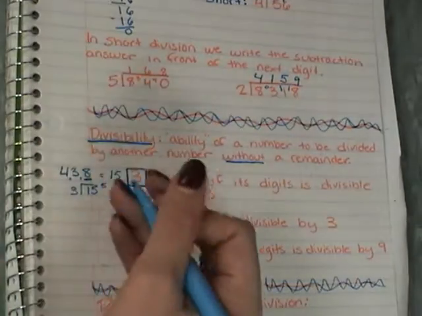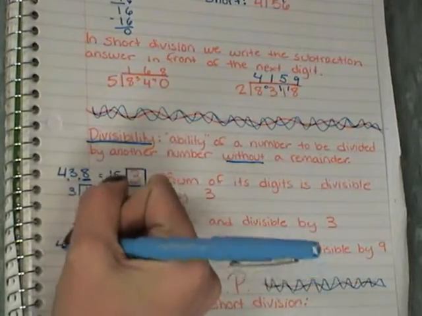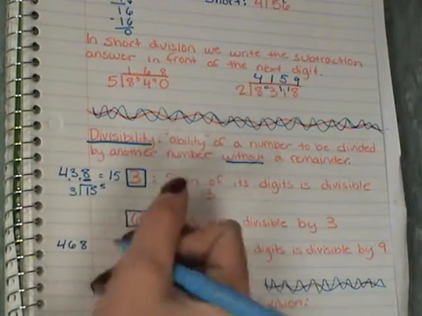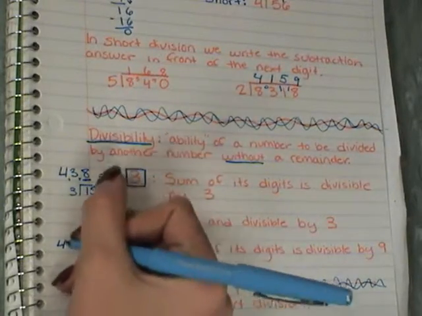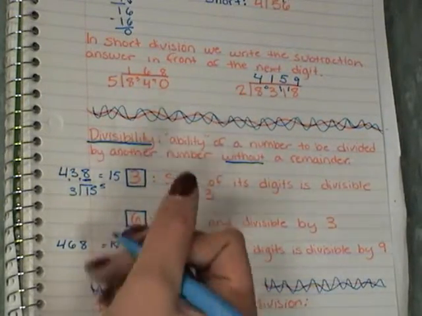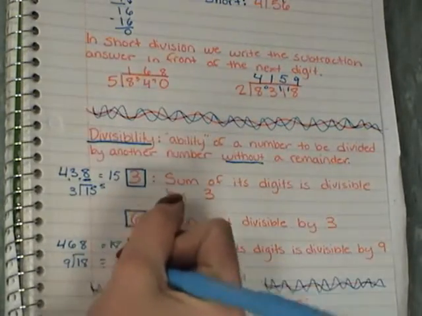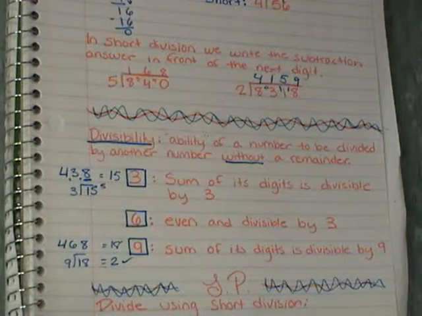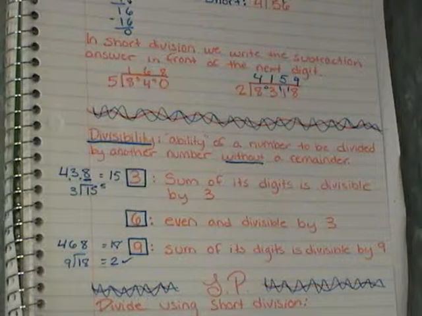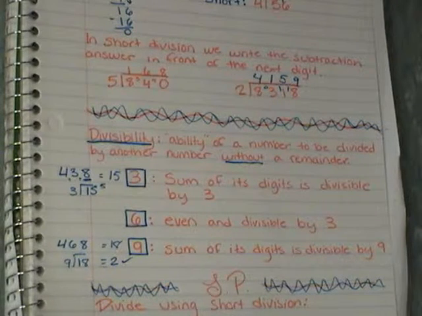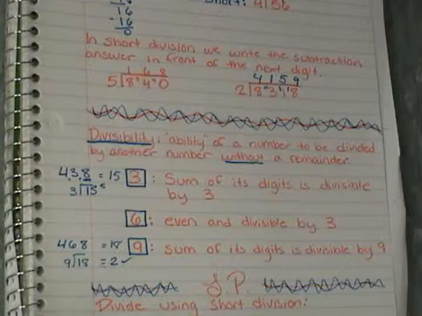Okay, so I'm going to try 468. So you add 4 plus 6 to get 10, plus 8 is 18. So you add these all together, 4 plus 6 plus 8, and you get 18. Now is 18 divisible by 9? Sure, you get 2. So 468 is divisible by 9. On your homework and on some tests, you will have larger numbers. And so you'll have to know these rules to find out if 3, 6, or 9 can fit in evenly.